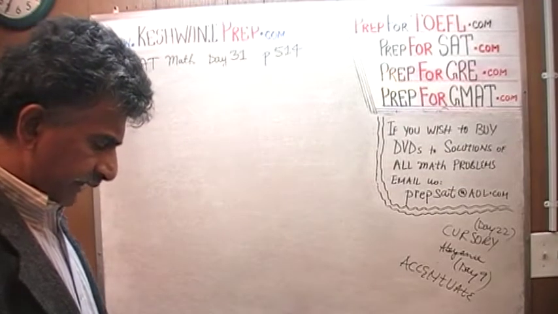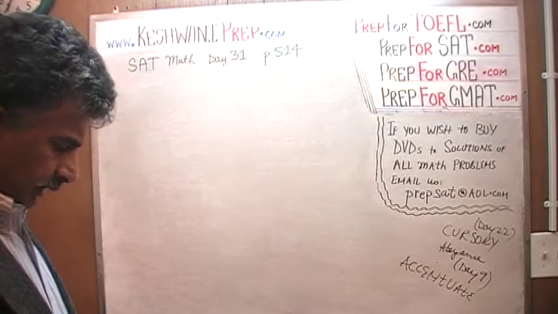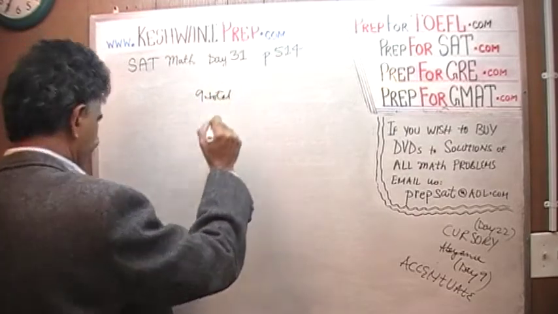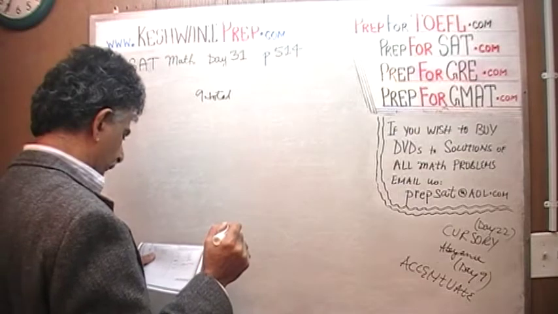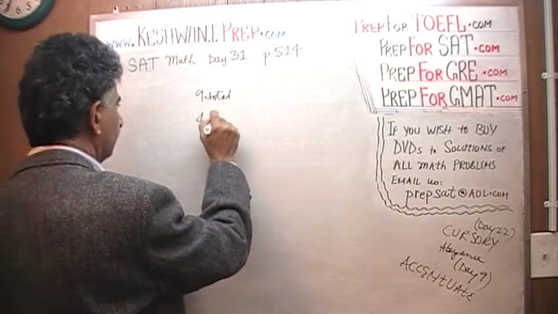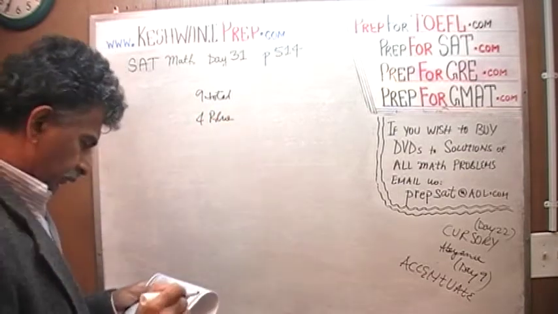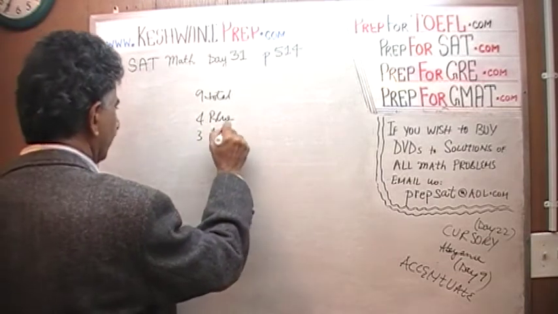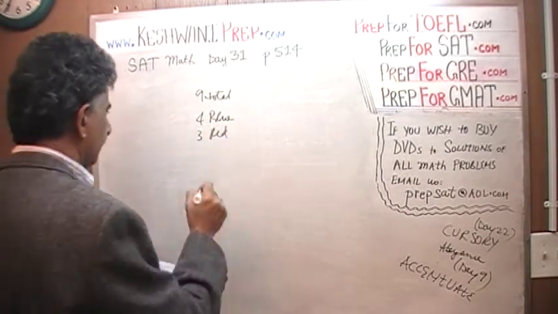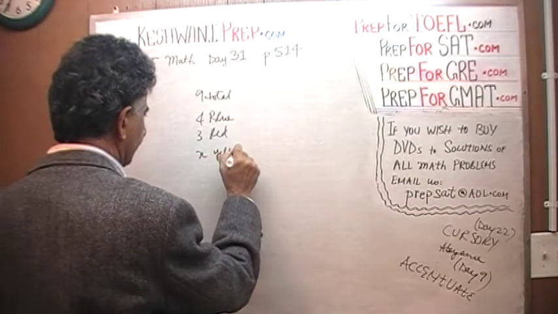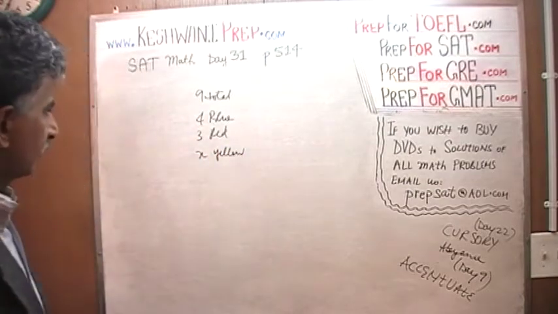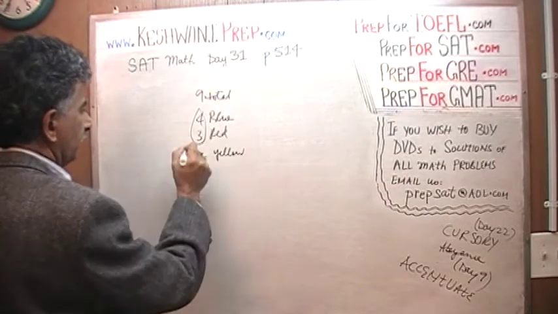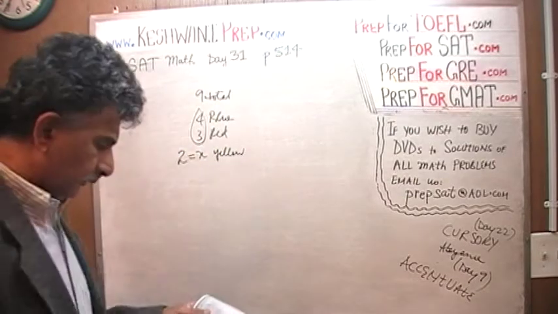Number 2. There are exactly 9 buttons in a bag. Alright, so there are 9 total. We are told that 4 of them are blue. There are 4 blue. We are told that 3 of them are red. And we are told that the rest of them are yellow. So let's find out how many are the rest. 4 plus 3 is 7, and there are 9 total, which means there are 2 yellow.